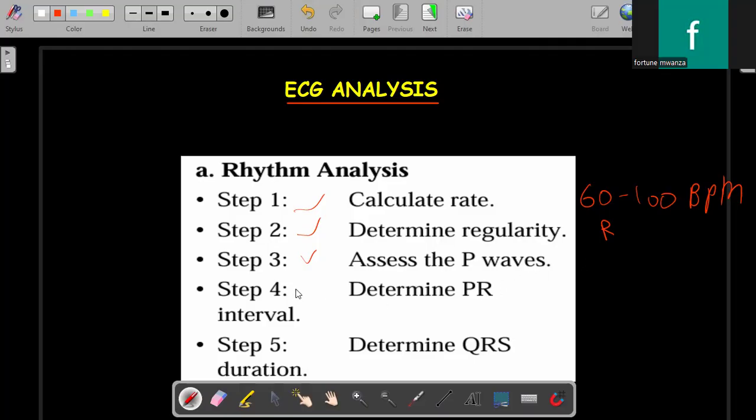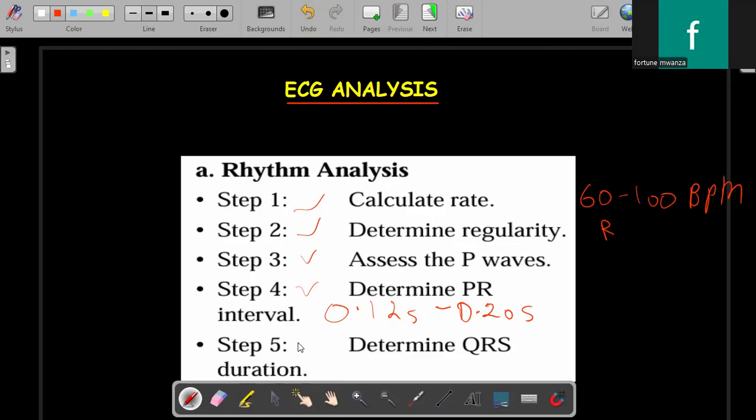Then the fourth step is determining the PR interval. There's a normal range for your PR interval, which is between 0.12 seconds to 0.2 seconds. So that's the normal range for your PR interval. You have to determine your PR interval. Is it within the normal range? If it's not within the normal range, then there's an arrhythmia for that.